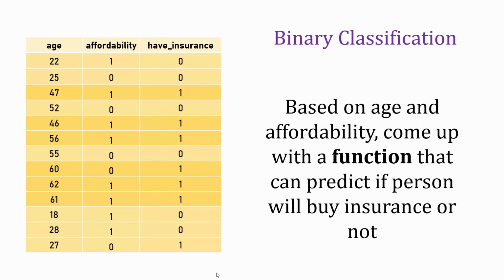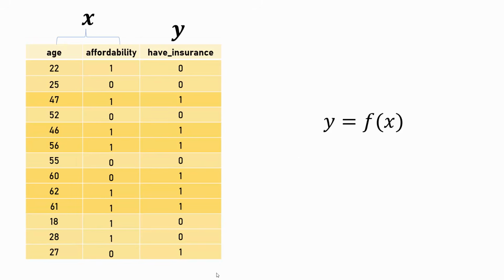And often in a binary classification type of problem, which is this type of problem, you want to find a function that can take age and affordability as an input, and it can tell you whether the person will buy the insurance or not. So age and affordability is obviously x, y is having insurance, and all you're trying to do is simple, trying to figure out this function f of x.